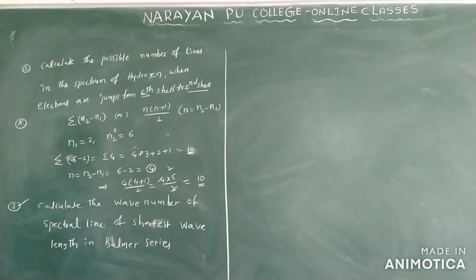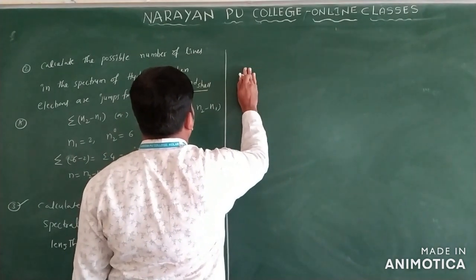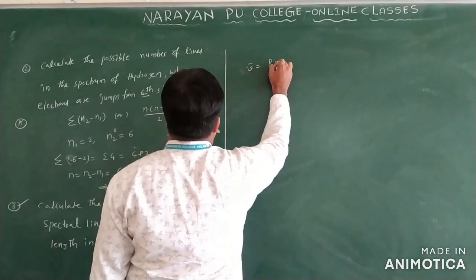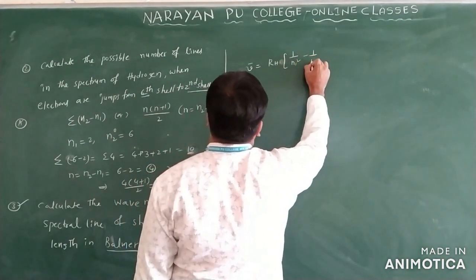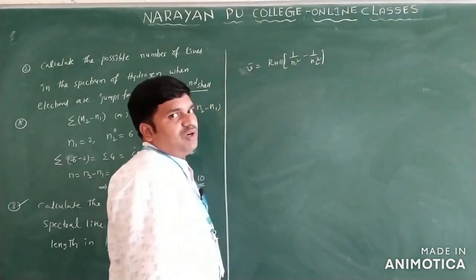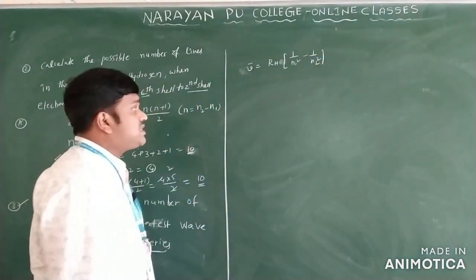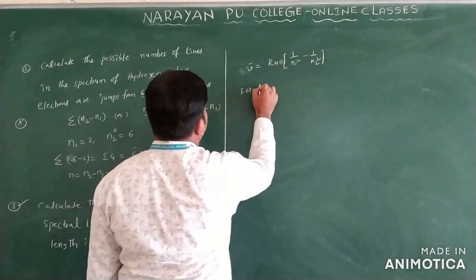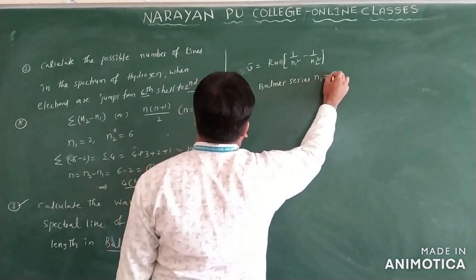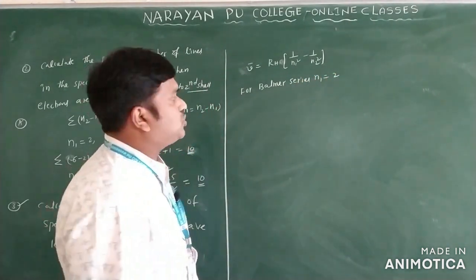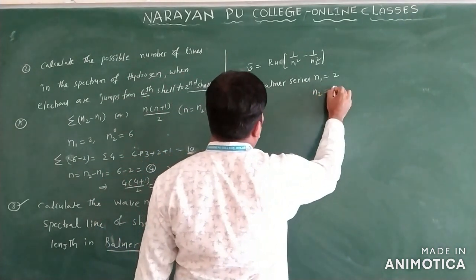See question number 3 we have. Calculate the wave number of the spectral line of shortest wavelength in the Balmer series only. So generally you know the formula: wave number nu bar is equal to RH into 1 by n1 square minus 1 by n2 square. The series given is the Balmer series. For Balmer series, what is the n1 value we have? n1 value is 2 only.